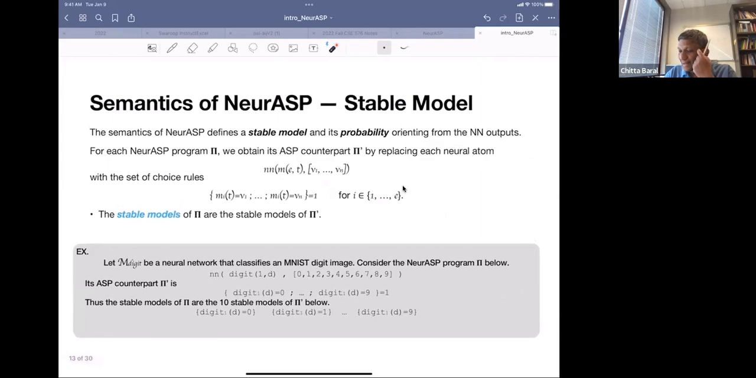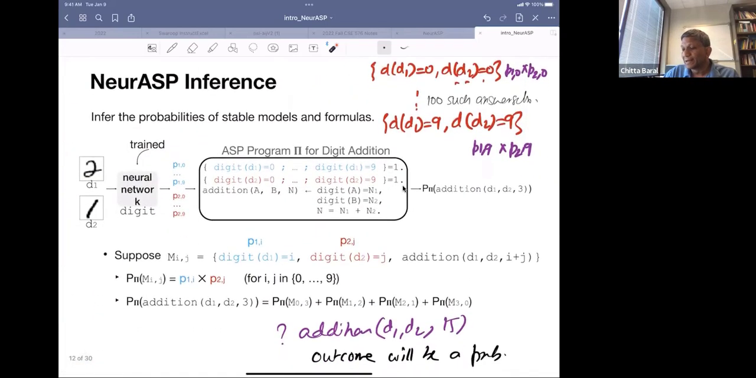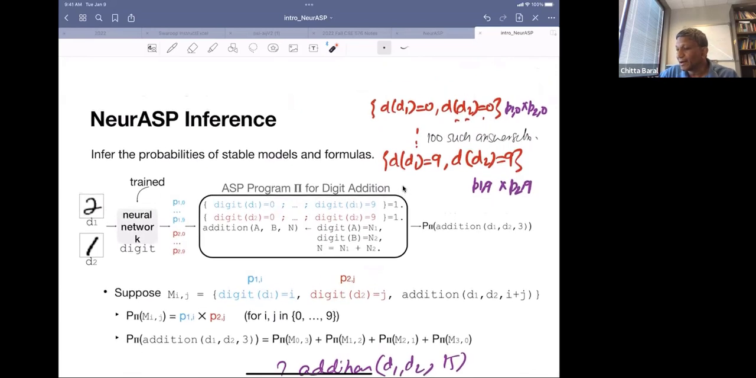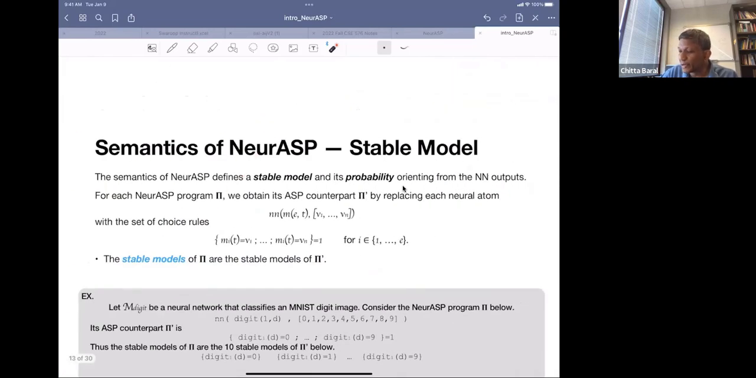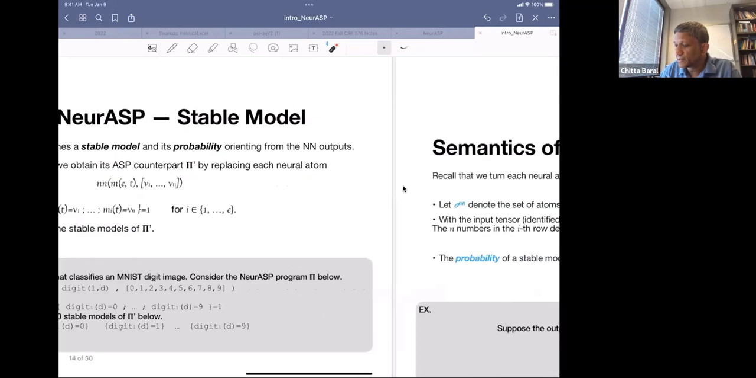And I think we don't need to discuss this further. The semantics is basically simple, as I already told you here. You collect all the answer sets. Similarly, the semantics of NeurASP is formally defined: you create all the answer sets and assign the probability, and that's the semantics.